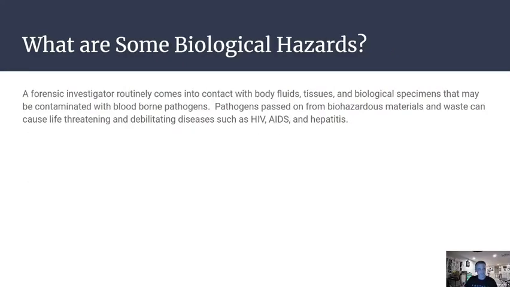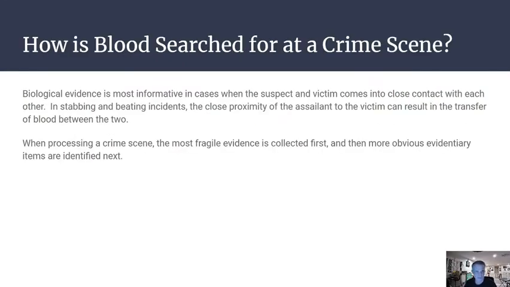So when we're looking at this, obviously these stabbings or beatings, the assailant and the victim are going to be in close proximity to each other, and you can have a transfer of blood between the two. And it can go the other way. If the victim is defending themselves, then maybe the assailant gets injured and gets a cut, and the blood could be transferred from the assailant to the victim as well. So we have to be aware of that.